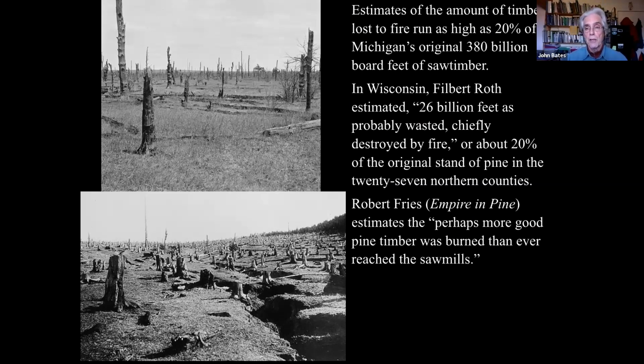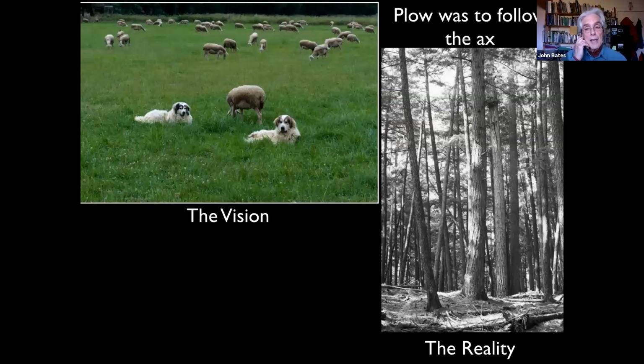So the plow is supposed to follow the axe. The reality is to the right of what homesteaders found when they came here, and the vision is to the left. How to turn the reality into that vision was the trick. And the only way to do that European settlers knew was to cut it all down, burn it, and replant it into European grasses and crops.